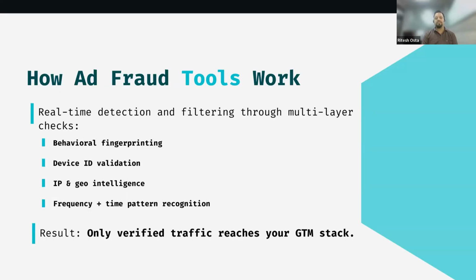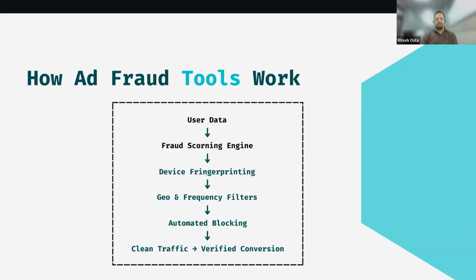The idea is that only verified traffic reaches your GTM stack. The idea is to prevent it at the source so that your GTM stack, your CRM, and your data warehouse do not get corrupted by this data, and at the same time you save on ad budget as much as possible. I know it's super hard to stop it 100%, but if you take certain steps, you can prevent it to a large extent. So this is how it works.